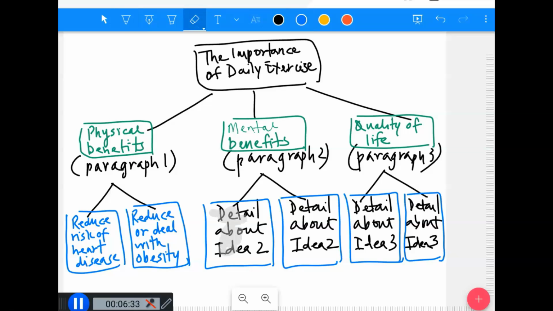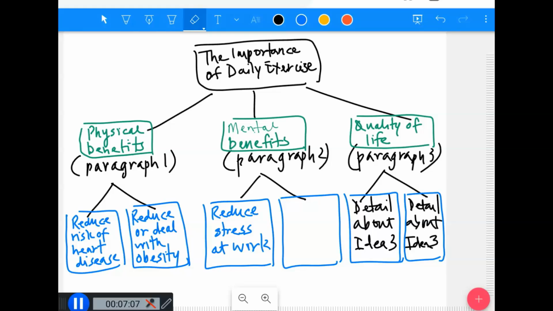Now the next idea that we had was that daily exercise has mental benefits. So one detail I can add to this idea is that it reduces the stress levels at work, and not just work. It reduces the stress levels at work, when you're outside and in your day-to-day life. At least for me, when I get out of bed and get in some exercise before heading out to work, I find that my day is much more productive and I'm a lot calmer throughout the day.